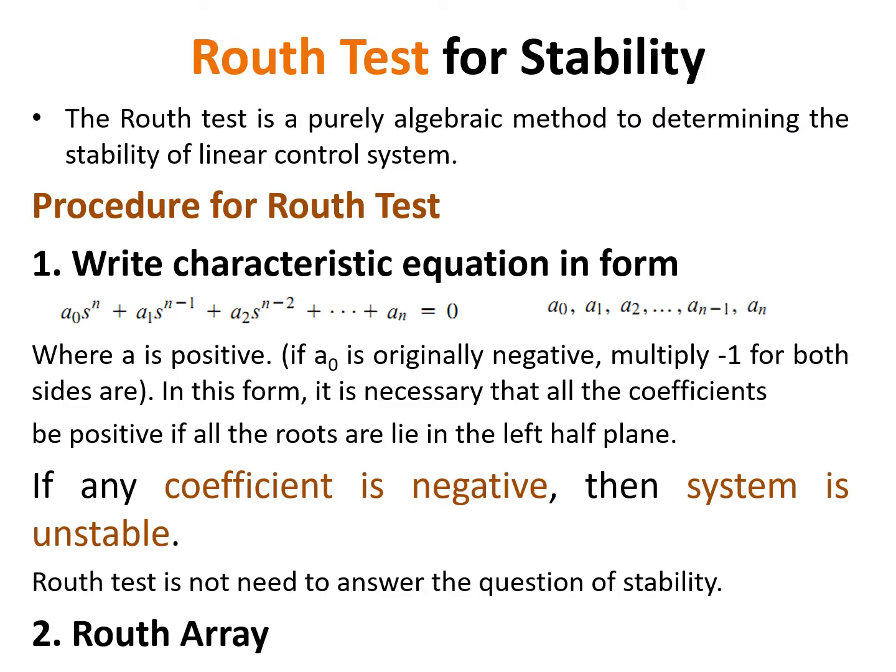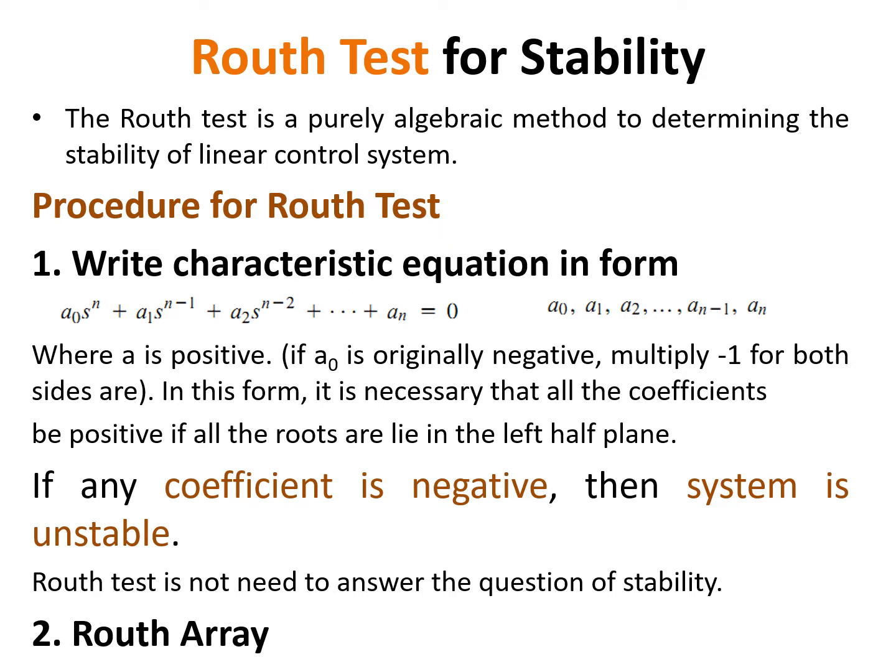Okay, the Routh test for stability, as you can see here, is basically a purely algebraic method for determining the stability of a linear control system. There are a few steps in the procedure. First is to write the characteristic equation in polynomial form, as we have done before to get the roots. In this case, make sure the first coefficient a0 is positive. If it is negative, we multiply everything by -1 to make it positive.